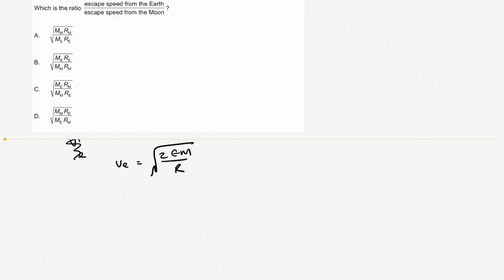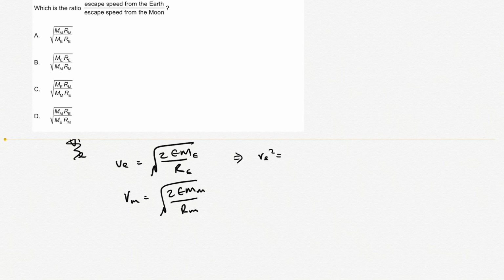That M is relating to the mass of the planet and the R is related to the radius of the planet. So we're looking at ME and RE because this is our escape velocity of the Earth. If we do our escape velocity of the Moon, we have the same equation, 2GM over RM. Now actually, to do a ratio with these square roots in place is quite annoying. So what we'll do is we'll square both sides of each equation.